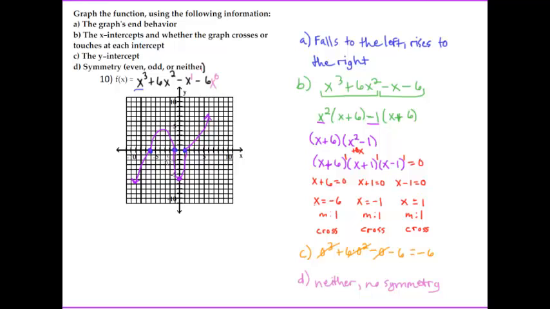This is not by any means a perfect graph, but it gives you an idea of the basic shape of what this would look like. If I could go back, I would actually make this part straighter because of the way that turned out. So that's number 10.